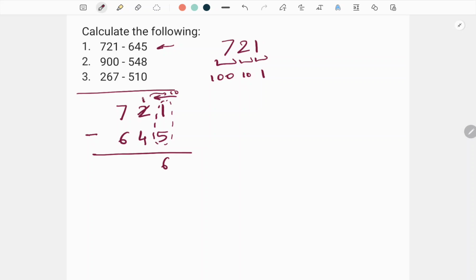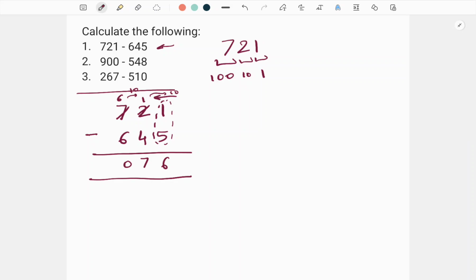Same thing again. I have a remaining 1 here. 1 minus 4 is not possible. So I take this 7 and make it a 6, and because 10 tens makes 100, I bring another 10 over here. It's always 10 because the number on the left has a place value 10 times bigger than the number on the right. So this becomes again 10 plus 1 is 11, minus 4 is 7, and the remaining 6 minus 6 is 0. So that is my final answer here: 76. So 721 minus 645 is 76.